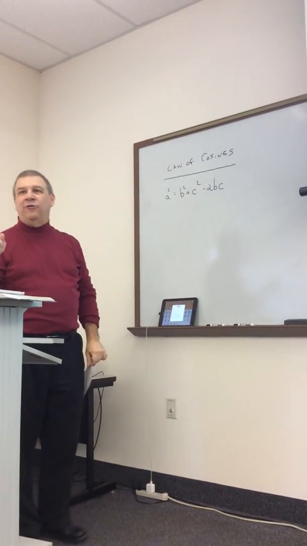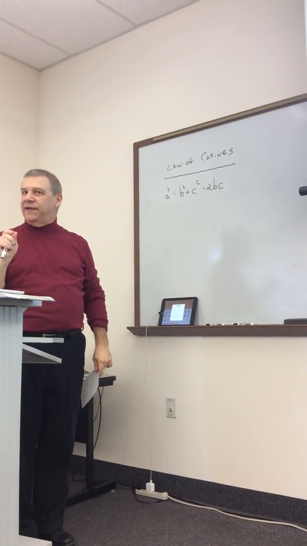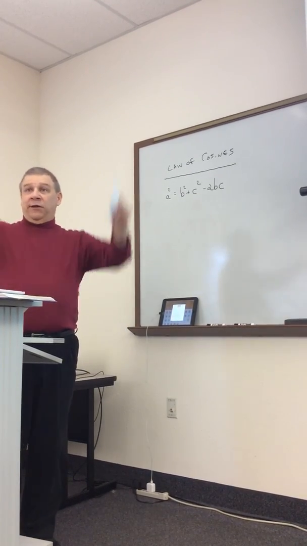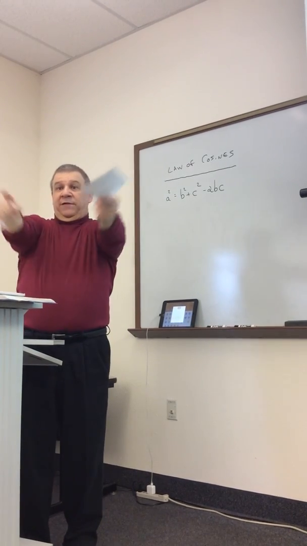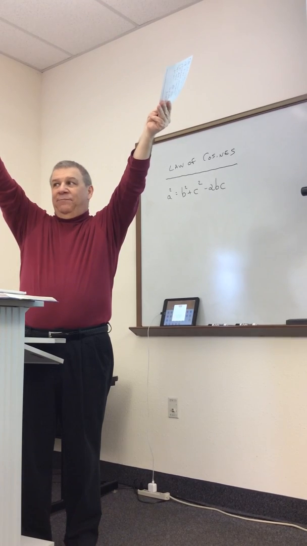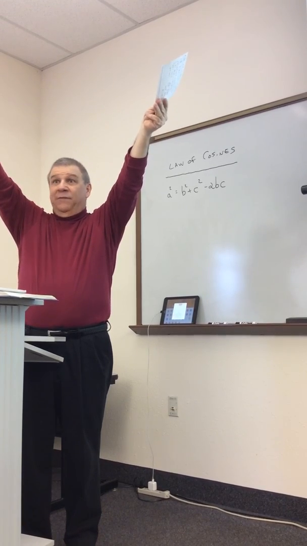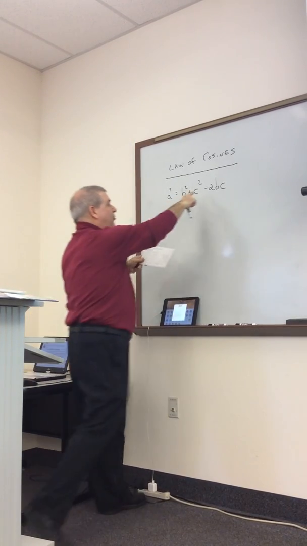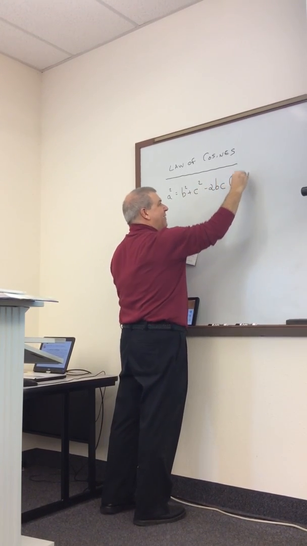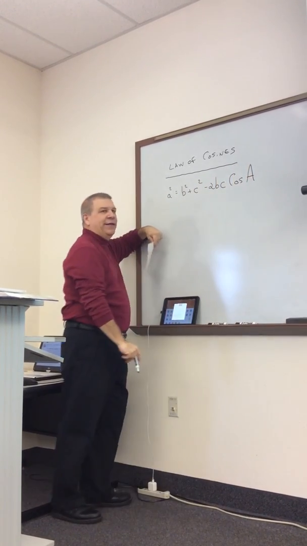Now what would be the angle between side B and side C? What would be the angle included between side B and side C? Andrew, it'd be A. Minus twice the product of these two sides and the cosine of the angle included between them.